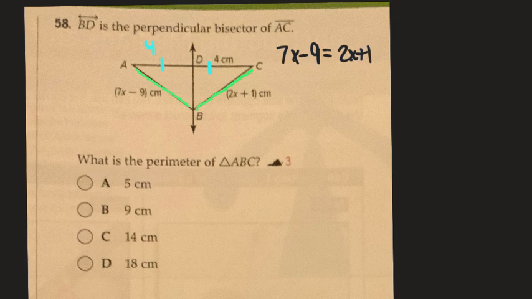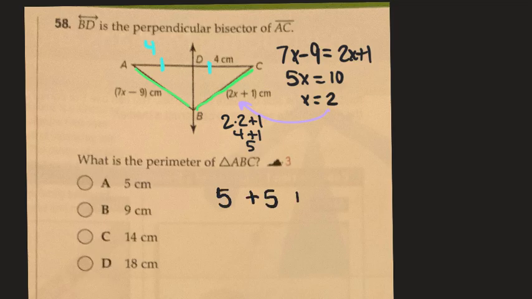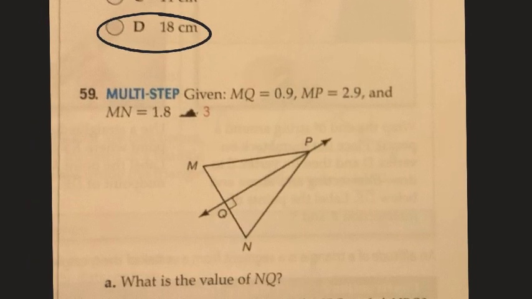I get X equals 2, and I'm going to stick it back in to find the length of AB or CB. All right, so green is 5. So to find the perimeter, I'm going to take 5 plus 5 plus 4 plus 4. So choice D was the correct answer, 18. Okay, let's look at this question.